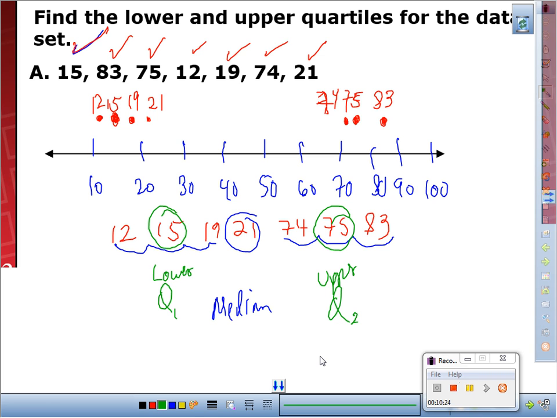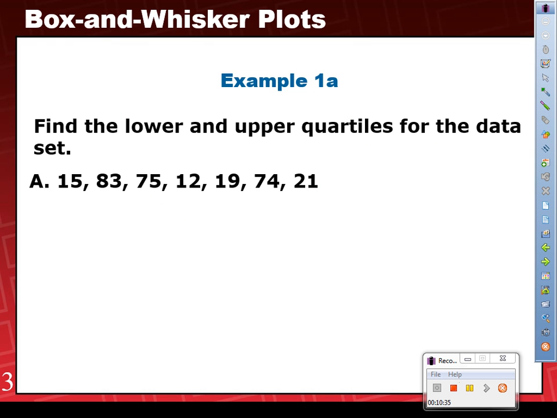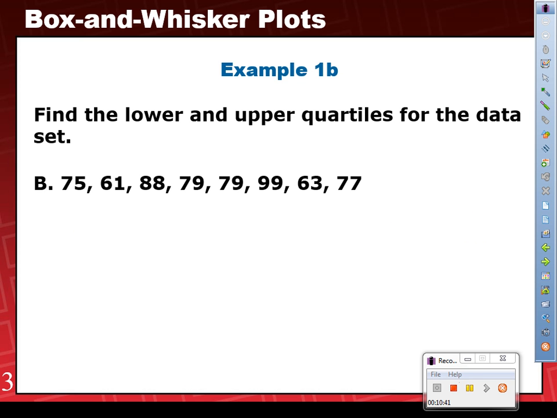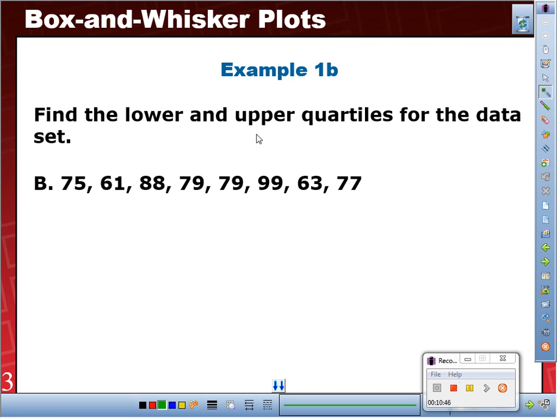Okay. No. Do this next one by yourself, please. Example 1B. Copy this one. You don't have to copy the verbiage anymore. Just copy the data set. They give us 75, 61, 88, 79, 79, 99, 63, and 77. Go.